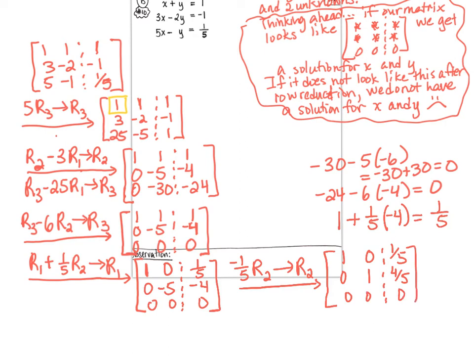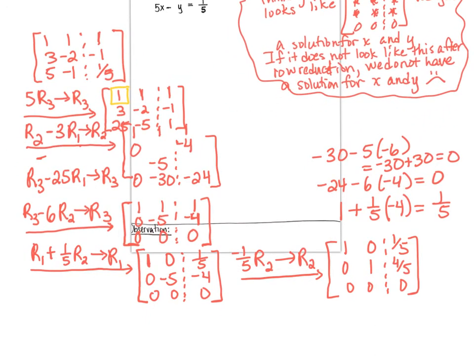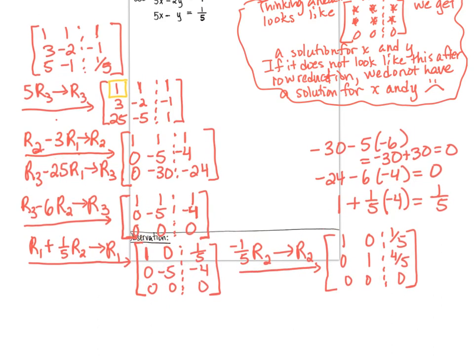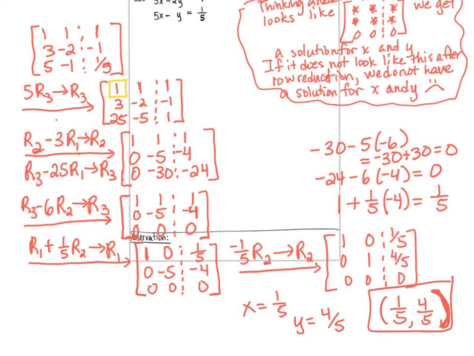So what can you tell me? How would you read this? How would you interpret it? Good. X equals 1/5 and y equals 4/5. Very good. So if you wanted to write down an ordered pair, it would be 1/5, comma, 4/5. That's a parentheses there. That's your solution. Very good. What questions do you have here?